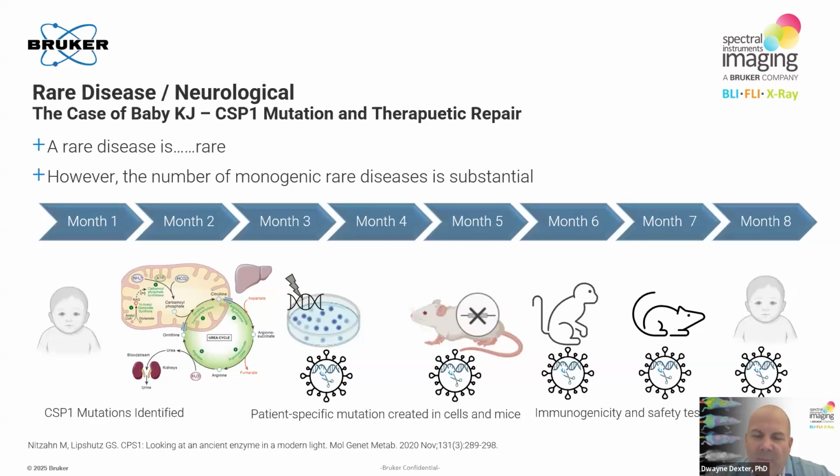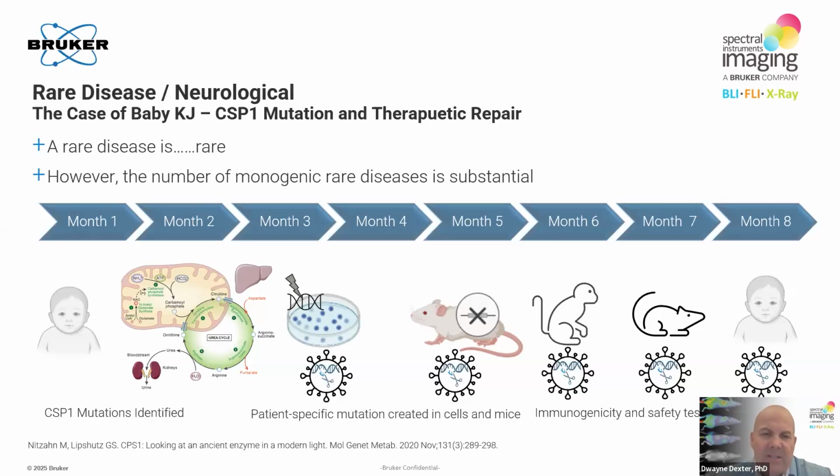Once this was proved, a clinical version of the lipid nanoparticle was developed, tested for immunogenicity and other safety profiles in a non-human primate, and again, a mouse. And within 8 months, baby KJ was treated through several rounds of doses of the lipid nanoparticle, and it's been shown that the mutation has been repaired on one allele in this individual, and baby KJ continues to be followed in terms of success and improvement in this particular mutation.